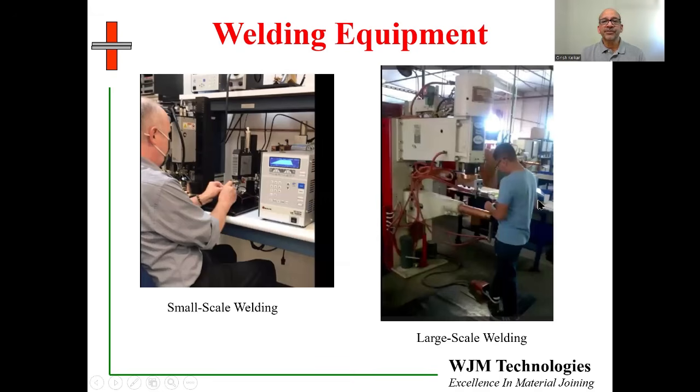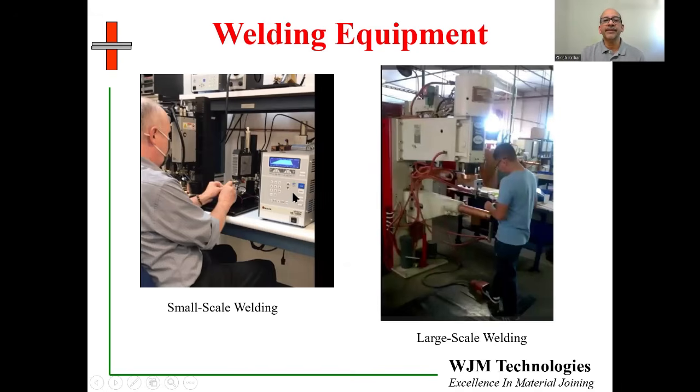I'm showing you pictures on the left and right of typical scale to give you an idea how big these units are. On the left-hand side, we can see a small-scale welding setup where you can see the weld head. This person is sitting in front of the machine. The weld head is about maybe 1.5 feet tall. And the power supply to the right is supplying the energy, and that is about the size of a microwave oven.